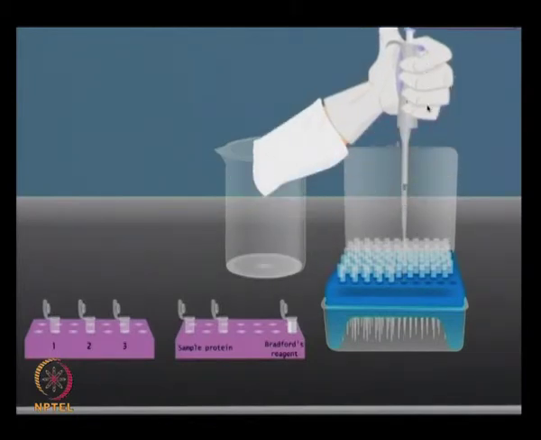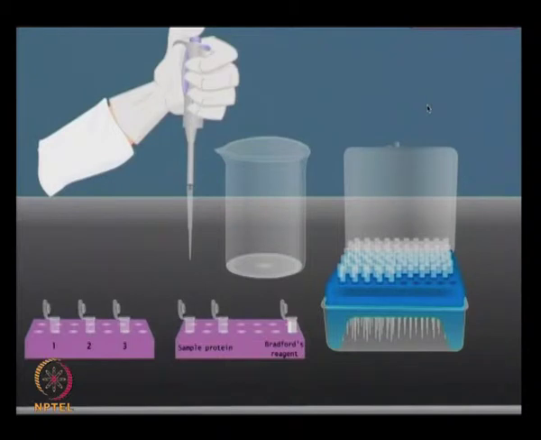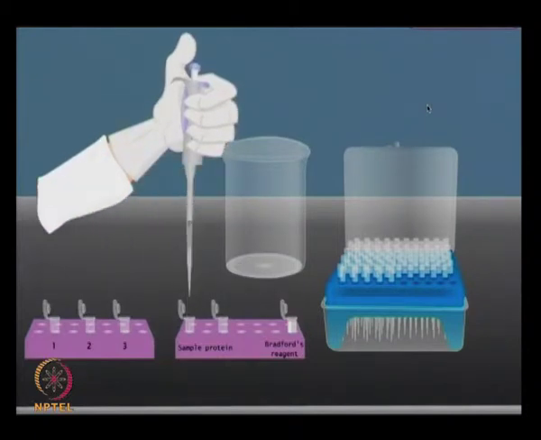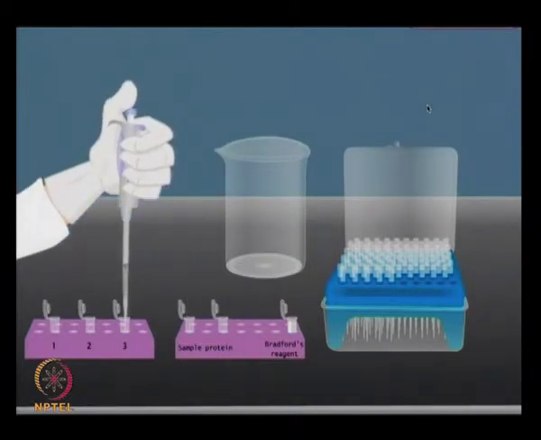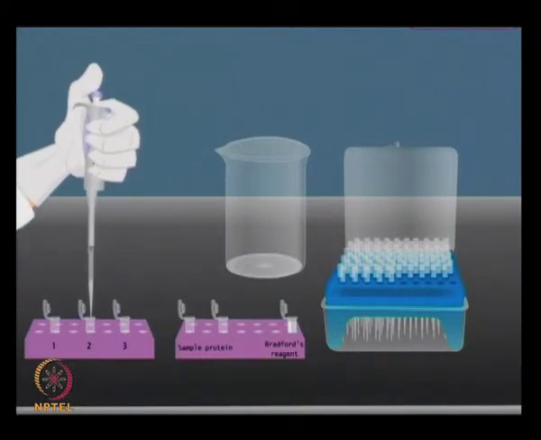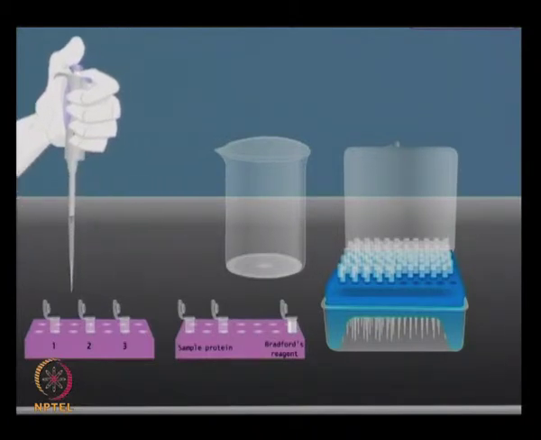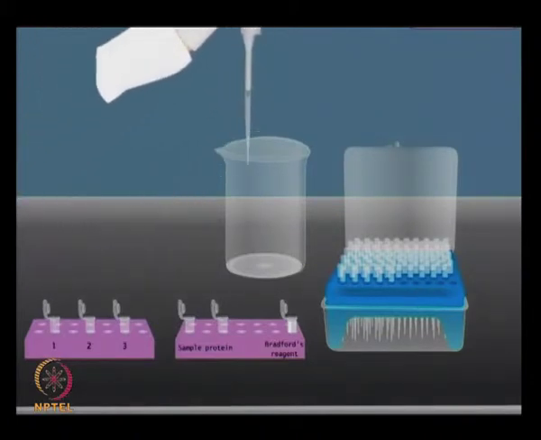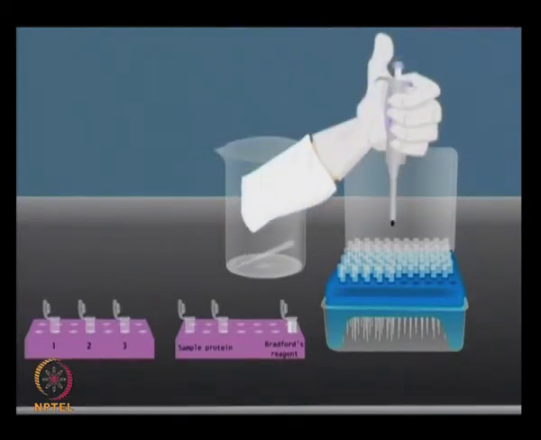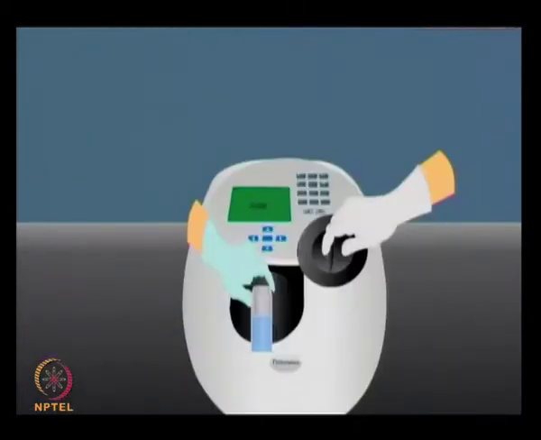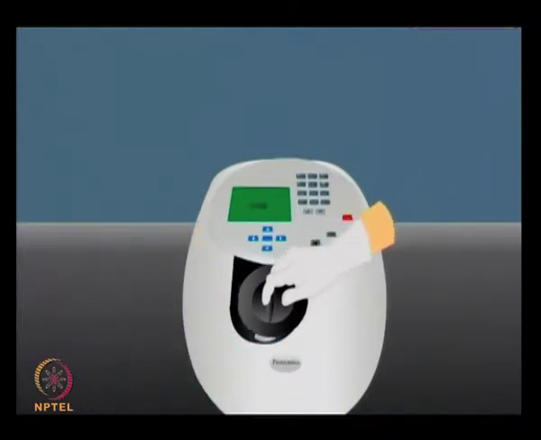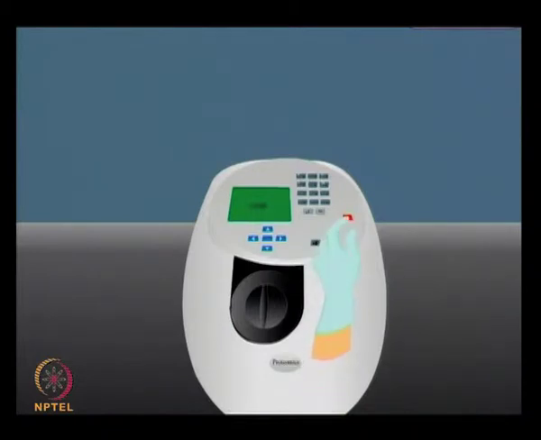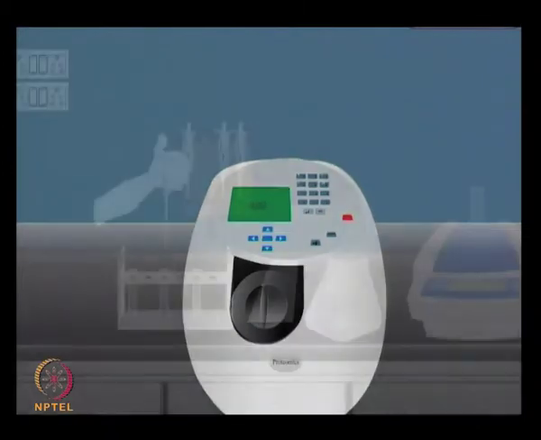So, prepare the Bradford dye reagent and label the tubes suitably for the standard and test samples. Add the standard and sample solutions to their respective tubes. Now, add the Bradford color reagent to the tubes and mix them thoroughly. Once the color reaction has occurred, then perform the absorbance measurement at 595 nanometer.